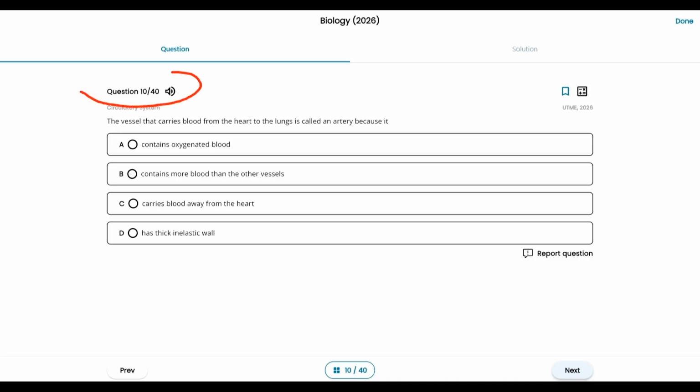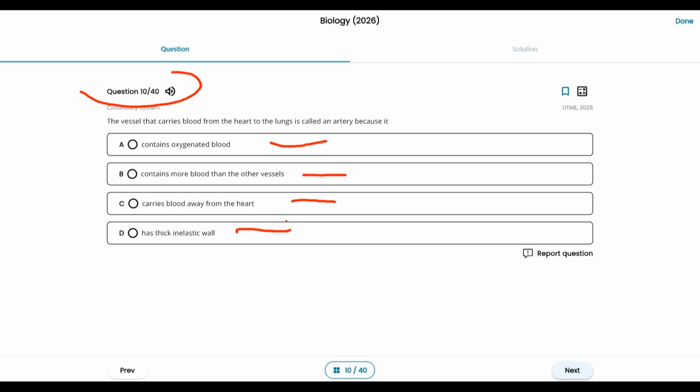Let's look at question 10. The vessel that carries blood from the heart to the lung is called an artery because it A. contains oxygenated blood, B. contains more blood than the other vessels. C. Carries blood away from the heart. D. Has thick inelastic wall.